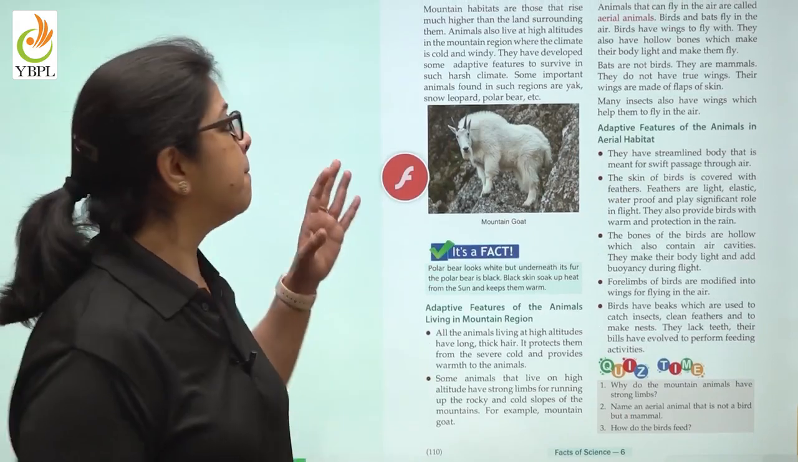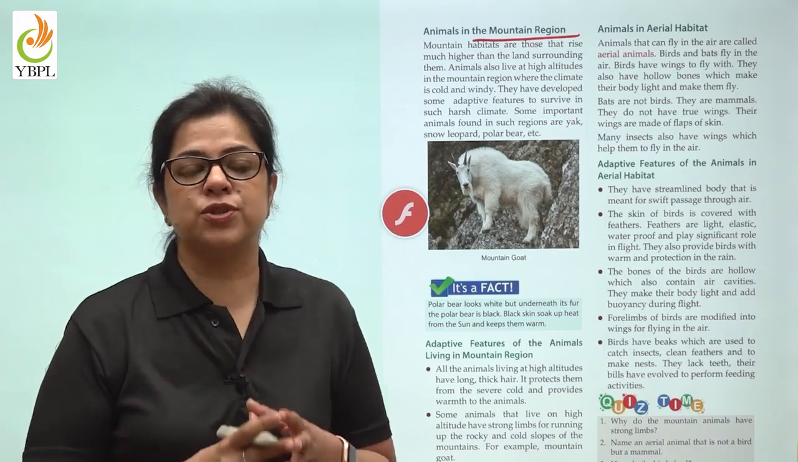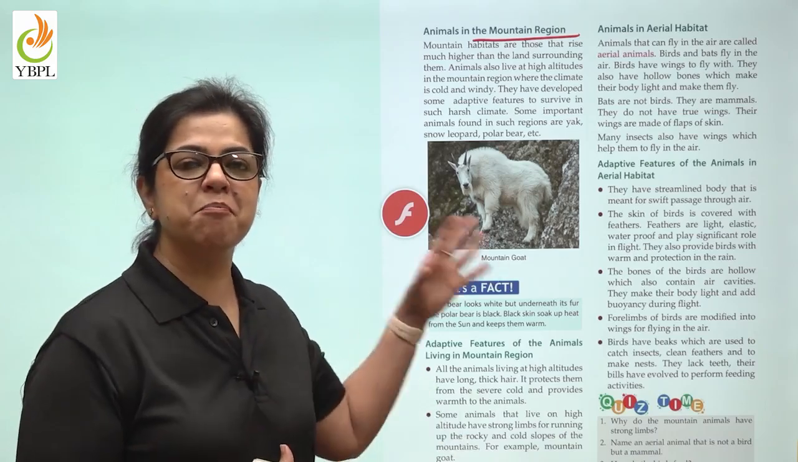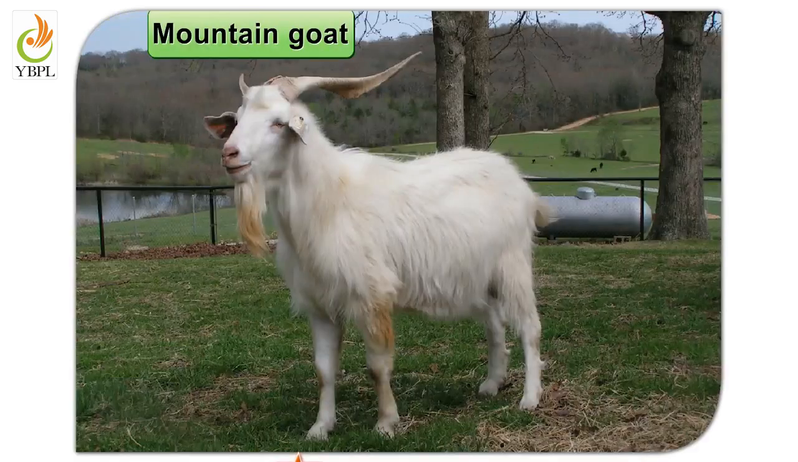Let's get on to mountain region. What are the different adaptive features of animals in the mountains? Animals like polar bears have thick fur on their bodies to protect them from the cold. The mountain goat has got very strong hooves that help them to climb on mountain areas. All the animals living at high altitudes have long, thick hair that protects them from severe cold. These animals also have the same color as the background snow to camouflage them.